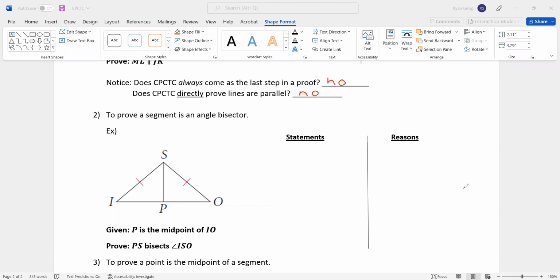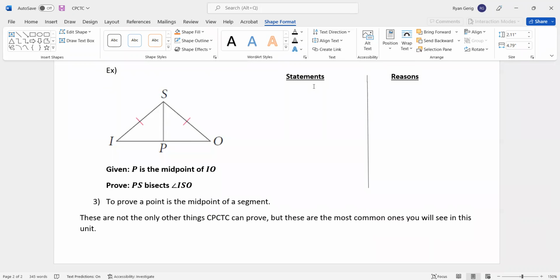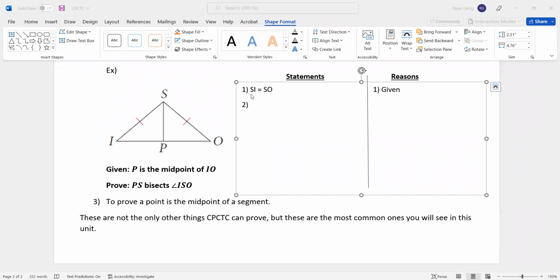Another way of using it is to prove a segment is an angle bisector. How? Let's do this one. All right. I got a couple givens. Back to typing here. I've got SI is congruent to SO. All right. I also have P as the midpoint of IO. That's given, but what does that mean? It's not a congruent yet.